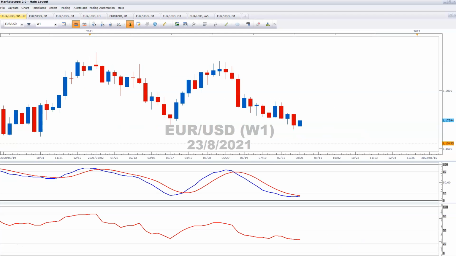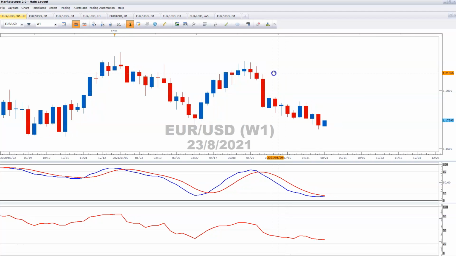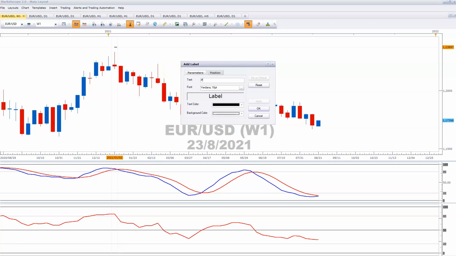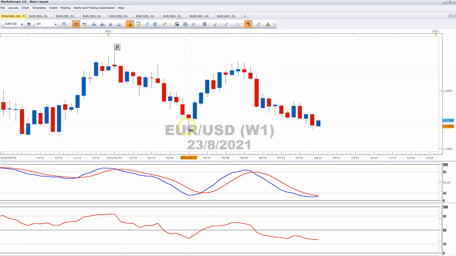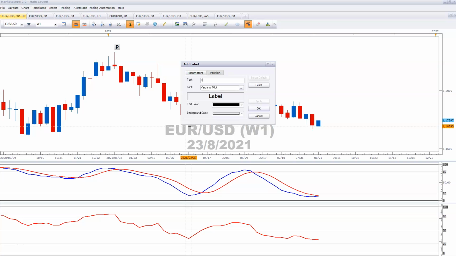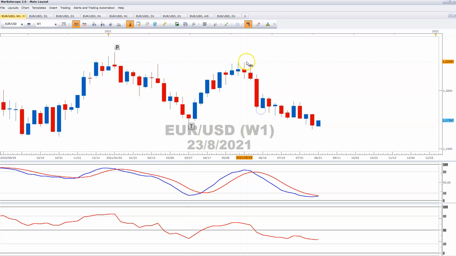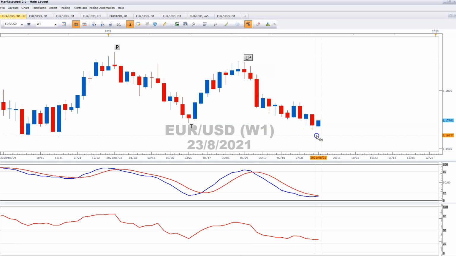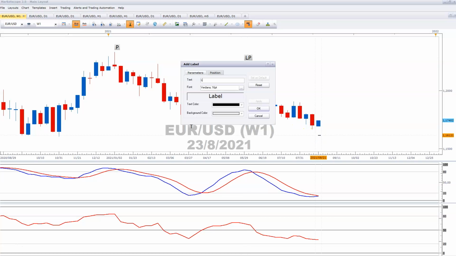Now, just to bring up the chart, this is the Euro-US dollar weekly. And what I'd like to do is put in our peaks and troughs. So here is our reference peak. Here is our reference trough. Once we've got the references in, you can see here's the lower peak and here is the lower trough. So of course, that is the technical definition of a downtrend.